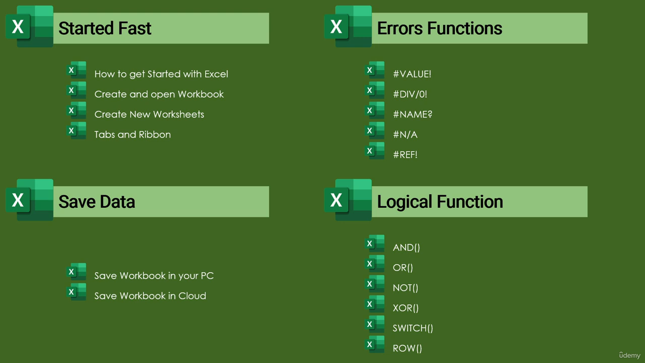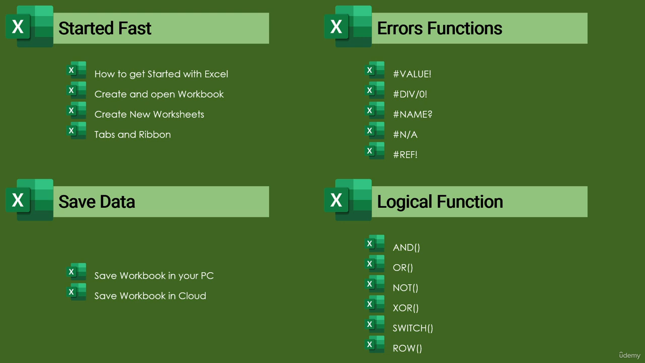So first we have how to get started with Excel: create and open a workbook, create a new worksheet, tables and ribbons. Then we have how we can save data. We have saving a workbook on your PC or how you can save a workbook on your cloud. Then there are error functions that you might get while doing your Excel. So we have covered the VALUE, DIV, NAME, NA and REF errors, those error functions.